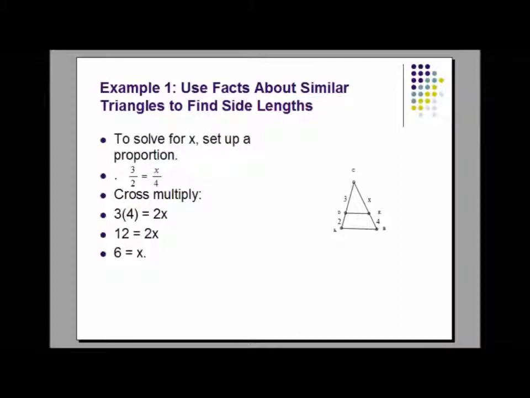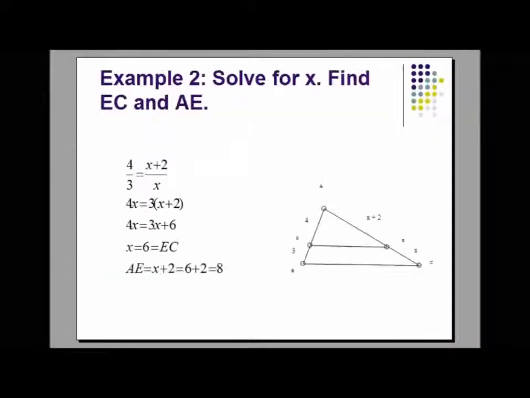The side length of the top triangle is over the side length of the bottom triangle in both of those fractions. We cross multiply and get 3 times 4 equals 2 times x. This gives 12 equals 2x. Dividing by 2 on both sides gives x equals 6.